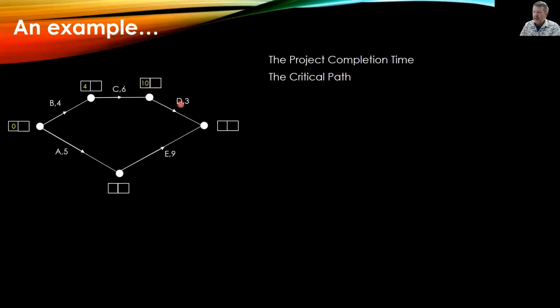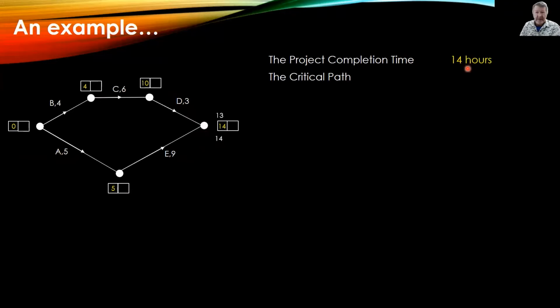10 plus 3. Now, I'm going to put this one up top, if you remember, because we have 2 paths merging here. We have to fill in the largest of the 2. Let's fill out the one down the bottom here. 0 to 5 gives 5. 5 plus another 9 gives 14. The larger of the 2 there is 14, so that is our earliest completion time of the project, 14 hours.